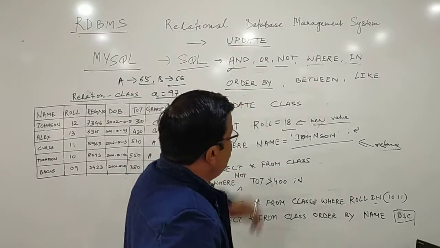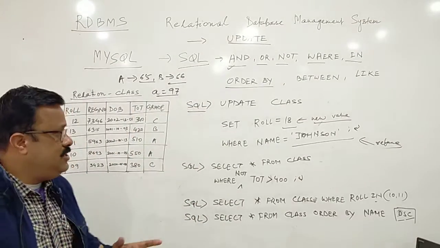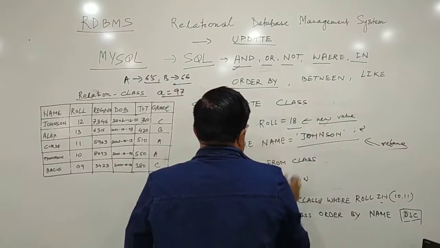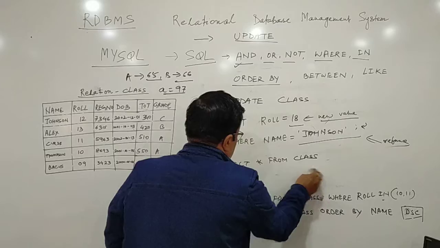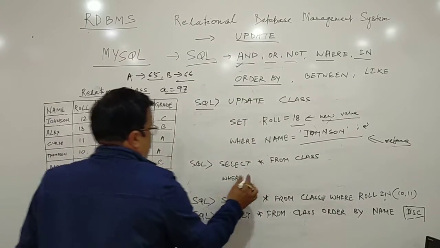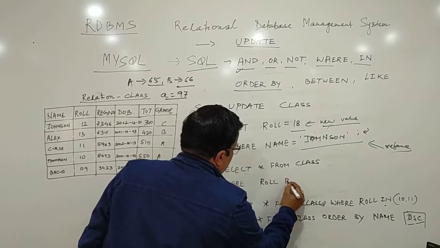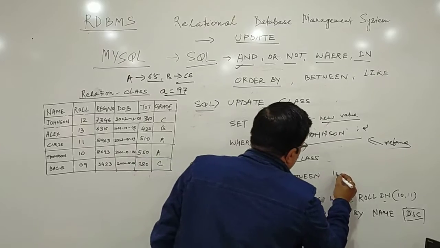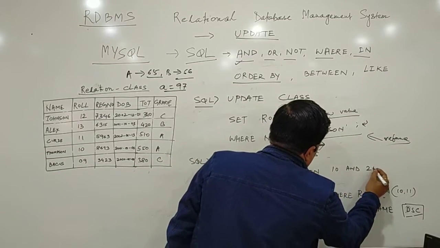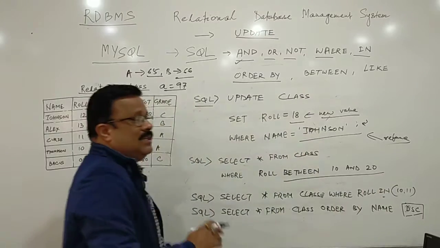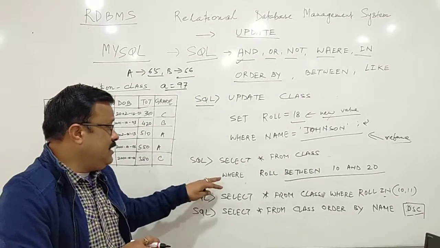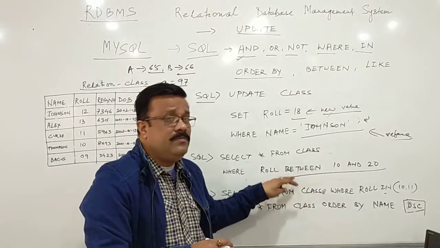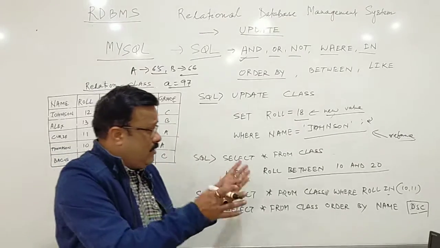Next is the BETWEEN clause. The BETWEEN clause works like a range. Select asterisk from class where roll between 10 and 20. Both 10 and 20 are included here. So it will display all the records whose roll number lies between 10 and 20. This works on a particular range.